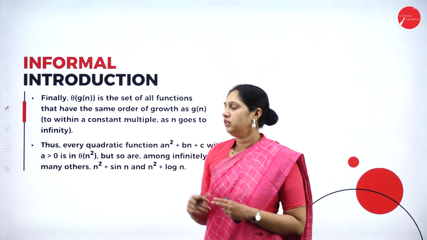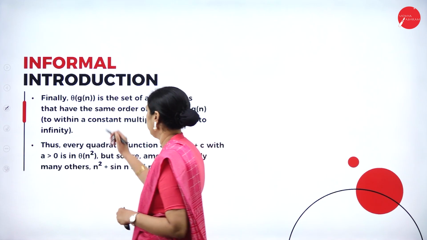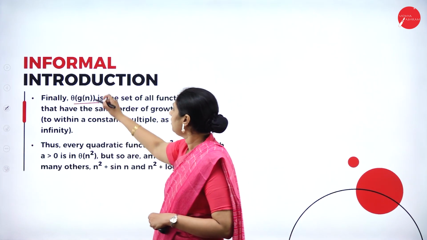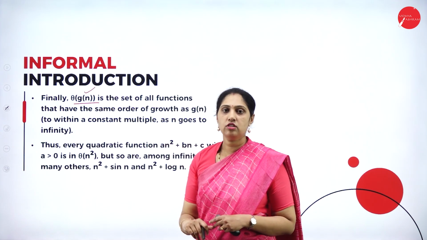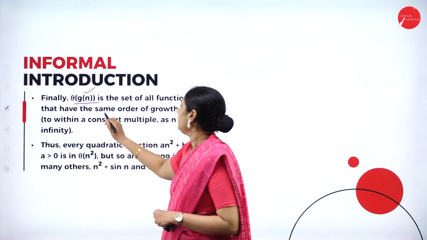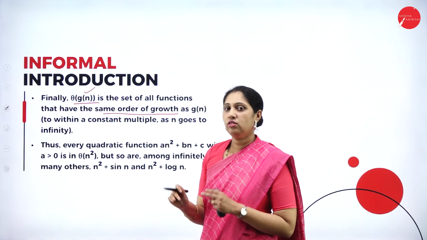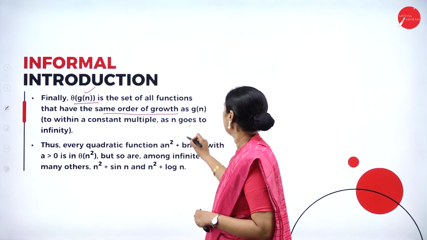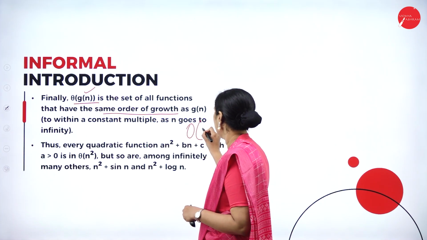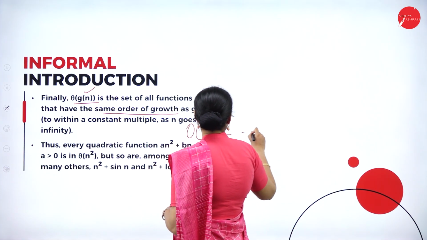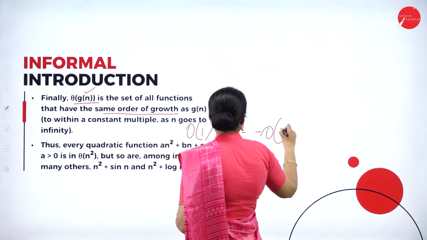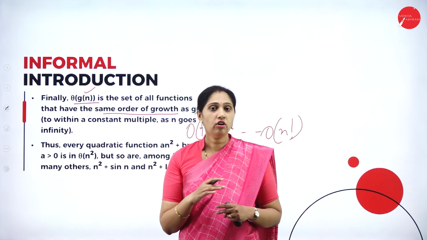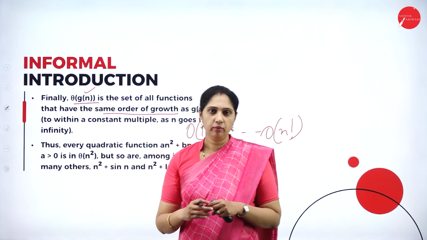Next, the last one is theta of g of n. What is this? This is also a function, which function? That is g of n. It can have the same order of growth. The order of growth we have already discussed. What is order of growth? We also denoted it by big O of 1, less or equal to, this symbol was there, right, till big O of n factorial. This is the order of growth. How the order of growth changes depends on the program.